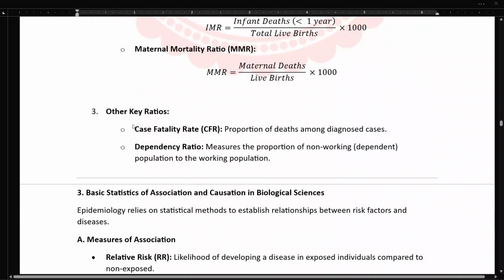Now move forward. Another ratio is the case fatality rate. It is the proportion of deaths among diagnosed cases. How many people are dying or dead among diagnosed cases, that is the case fatality rate.